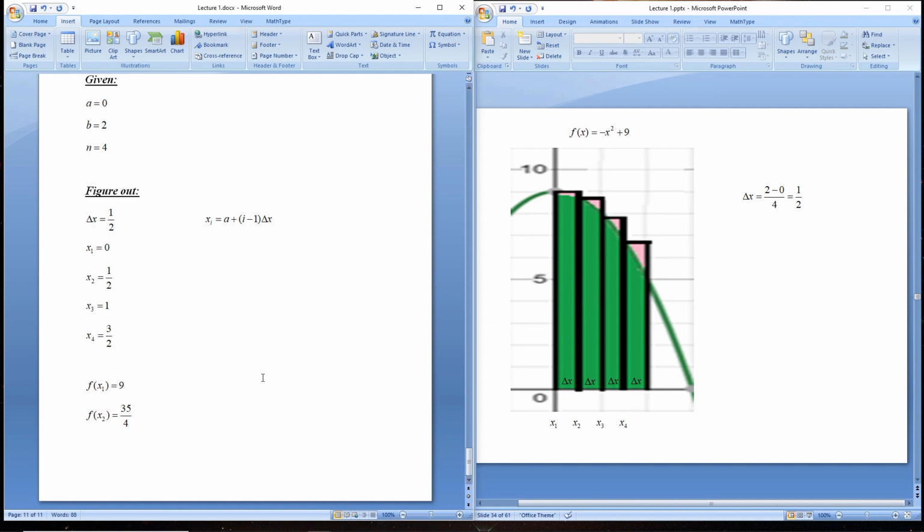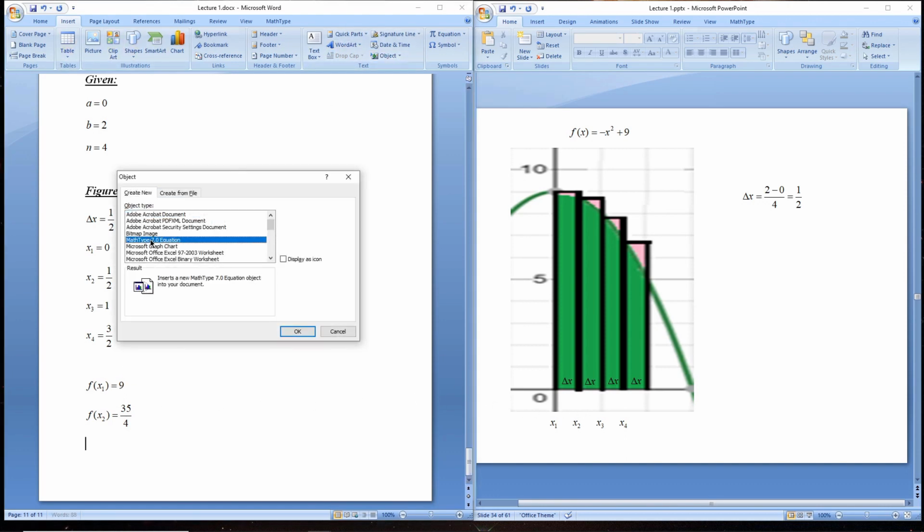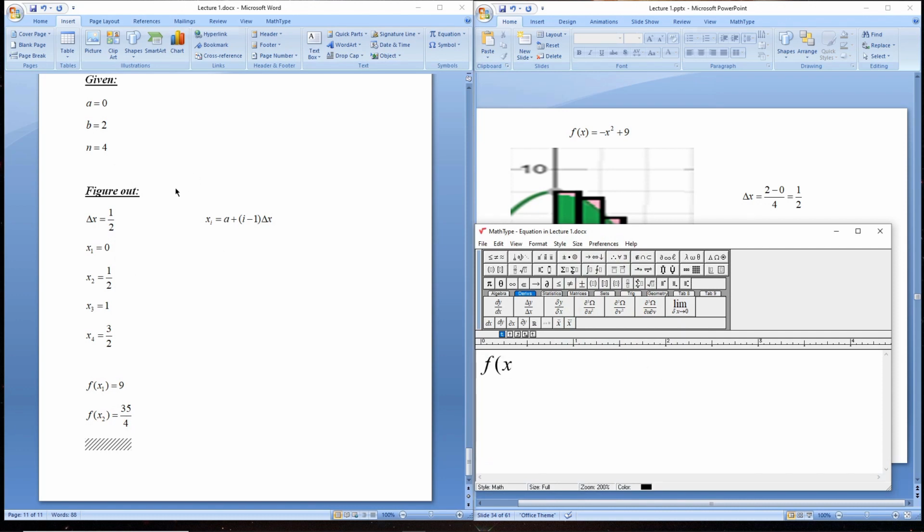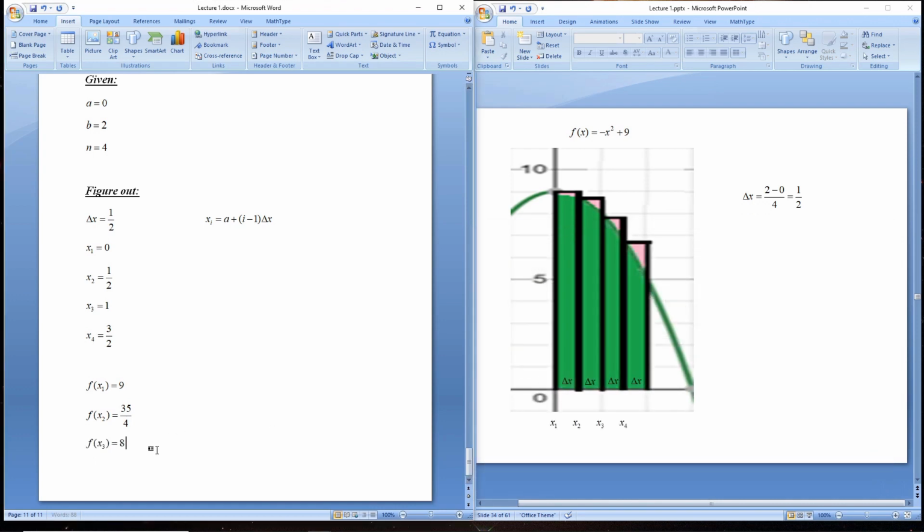And we want to do this for all the rectangles. So that means we have to go to x sub 3 now. We're going to plug x sub 3 into our function. And what is x sub 3? Well, we figured that out. x sub 3 is 1. So we're going to take 1 and plug it into our function. 1 squared is 1. 9 minus 1 is 8. 8 is the height of the third rectangle.